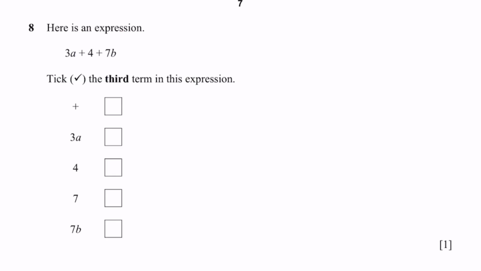Question 8. Here's the expression: 3a plus 4 plus 7b. Take the third term in this expression. A term is anything which is separated by an operator. In this case, it's two plus symbols. That means there's the first term, the second term, and the third term, 7b.